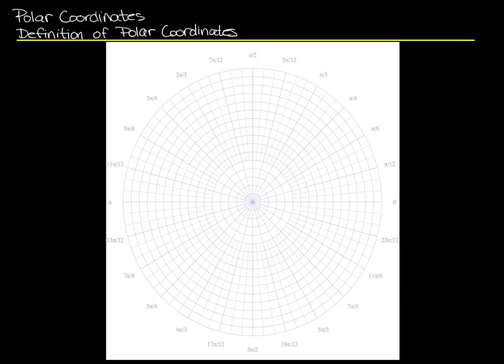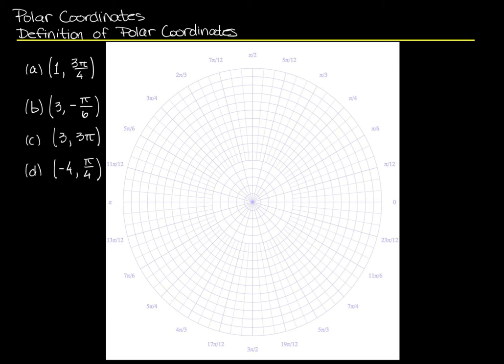Here's what the graph paper looks like. On page 588 of your textbook, right down at the very bottom of that page, example 1 lists 4 points in polar coordinates. I'm going to show you how to plot those points on this system. Let me start by writing out what the points are that they give you, and then we'll go through each one of these one at a time. We'll start with letter A.